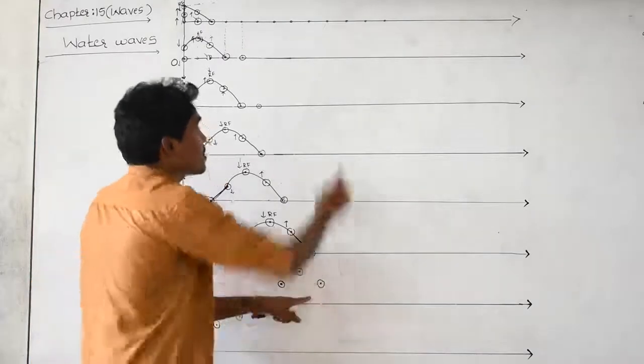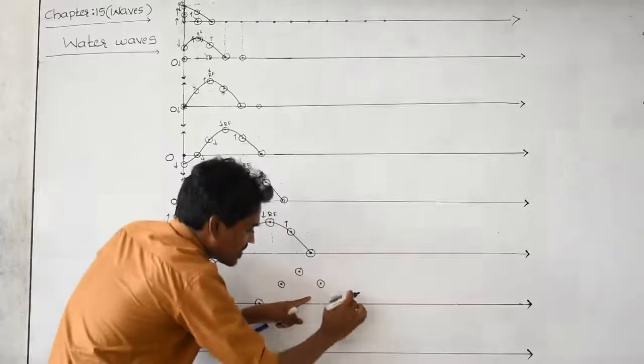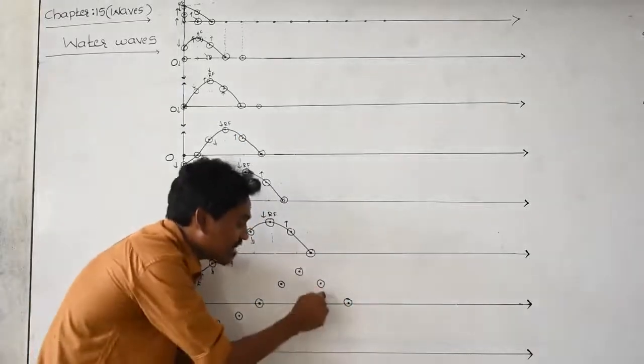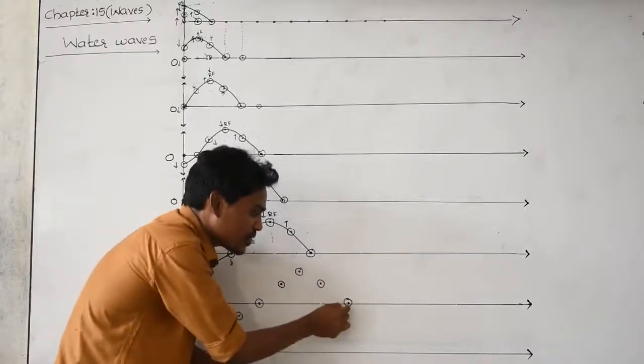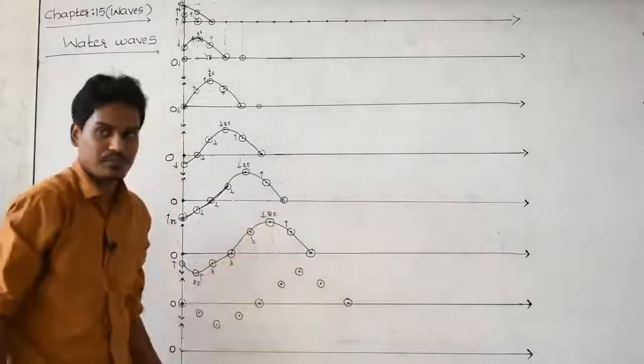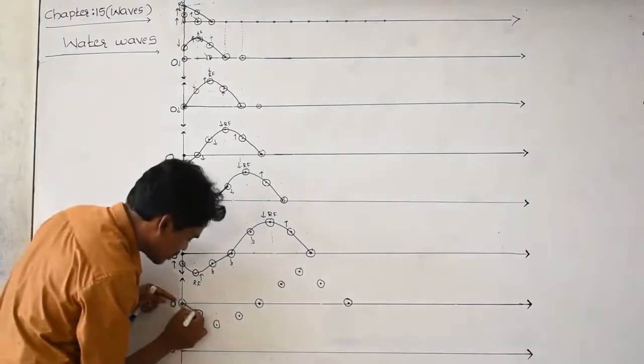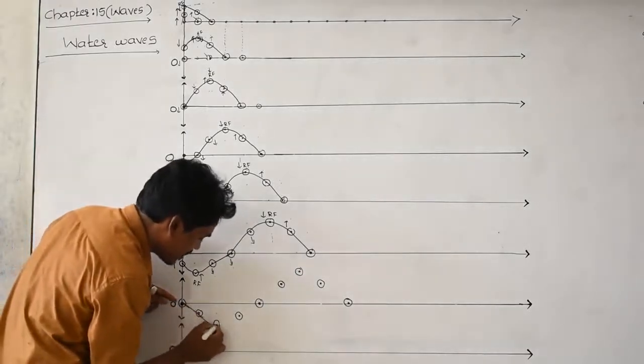And what about the next particle? The next particle is at rest. Why? Because the disturbance created by this particle has not yet reached this one. That's why it is still at rest. See the nature of the wave.